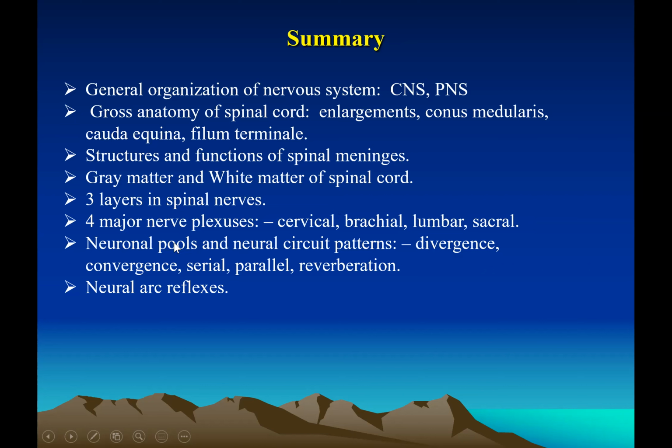We saw the functional classification of neurons into neuron pools and the circuit patterns as divergence, convergence, serial, parallel, and reverberation. And we finally concluded with the neural arc. And I hope that helps.